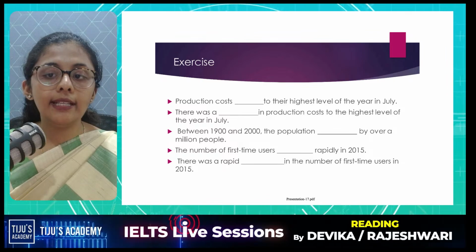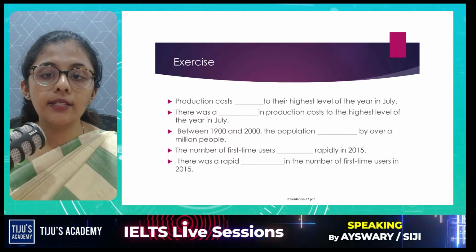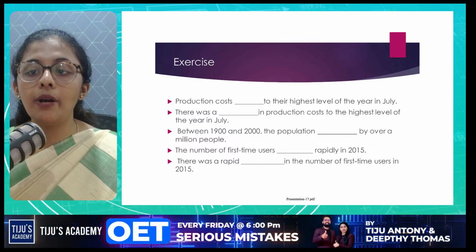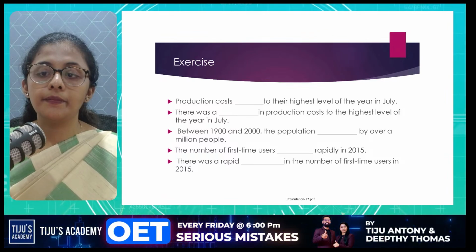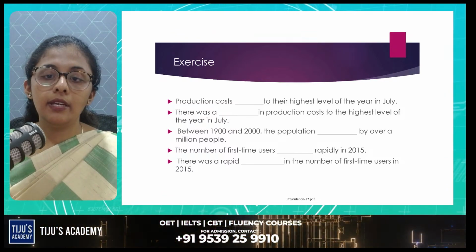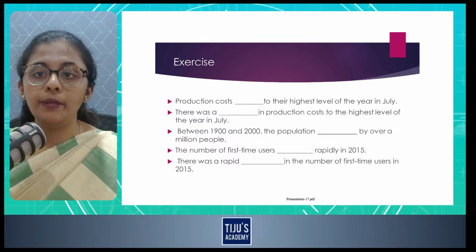Between 1900 and 2000, the population dashed by over 1 million people. It went up, the population went up by over 1 million people.